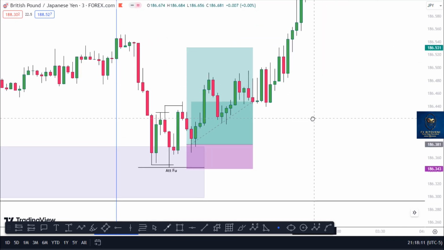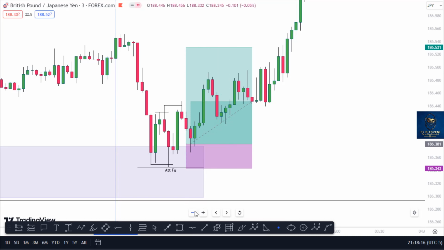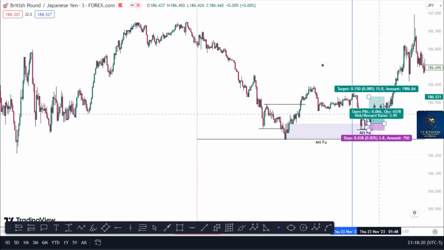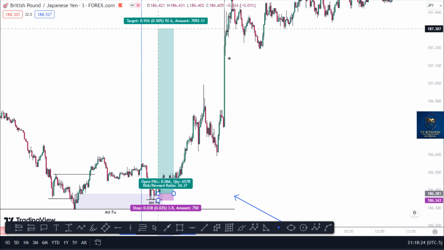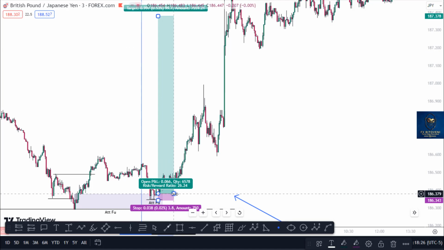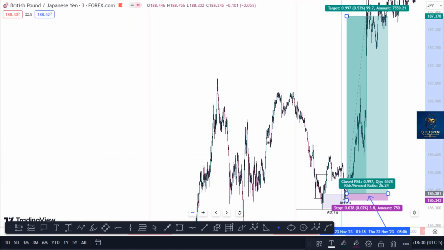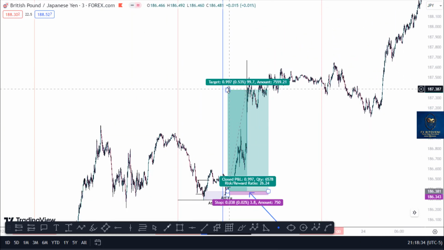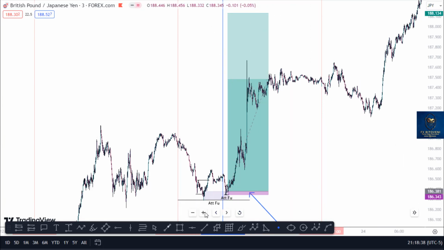Do you see that, guys? Now 3.8 pips of stop loss on GBP JPY. And then you enjoy the ride. You get it, guys? Same thing, same thing.